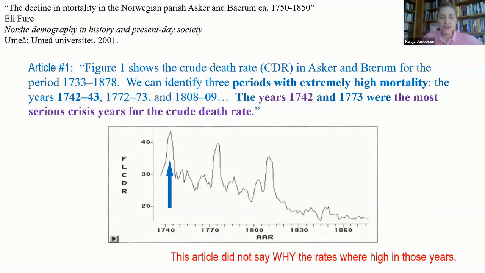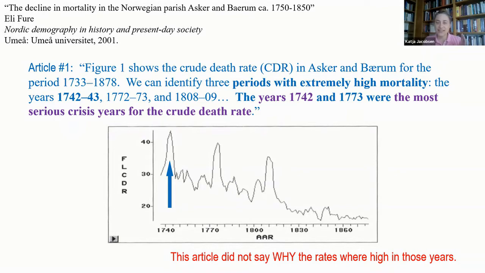One of the first articles that I found was this article on the decline in mortality in the Norwegian parish Asker and Bærum, circa 1700s into the 1800s. This article had a figure that mapped out the death rate over time. And you can see on this figure that there are 3 spikes where there were higher years of mortality. Those 3 peaks were 1742 to 43, 1772 to 73, and then 1808 to 1809.